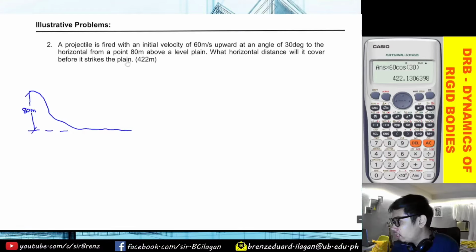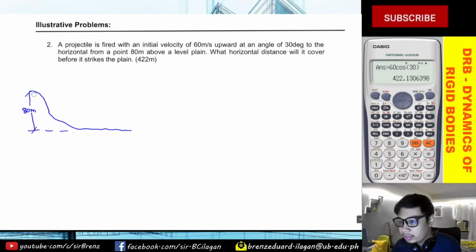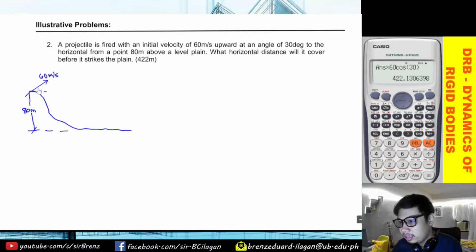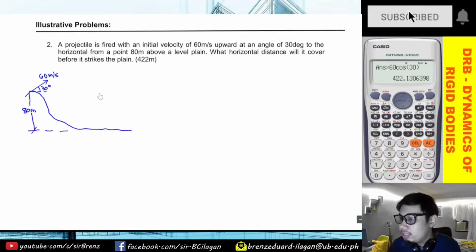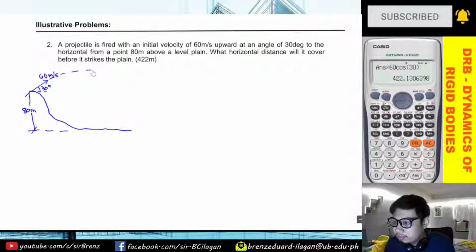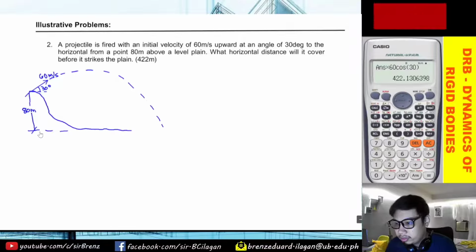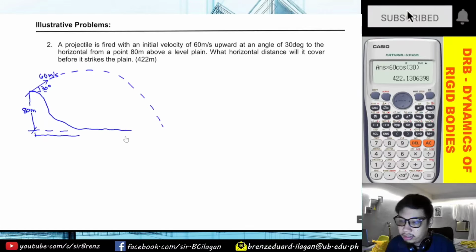So, ganito yung magiging itsura niya. Ang kanyang initial velocity is 60 meter per second and this is acting at an angle of 30 degrees. So, ang hinahanap is yung horizontal distance before it strikes the plane. So, gawa lang natin ito ng parabolic trajectory niya. Let's just say na ito yung nire-required. I-denote ko na lang siya as R natin.